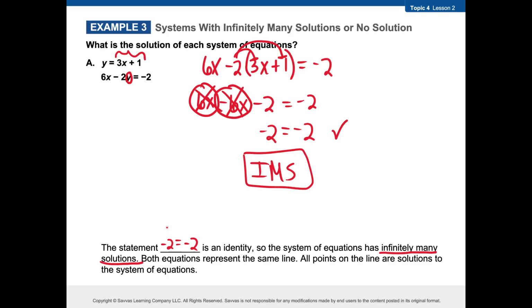If you were to graph this, this would have one line only, because if I would turn the bottom equation into slope-intercept, it would be y equals 3x plus 1.